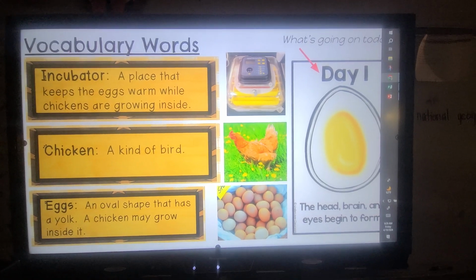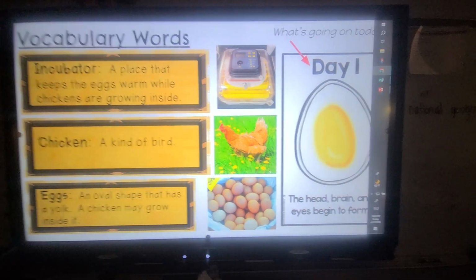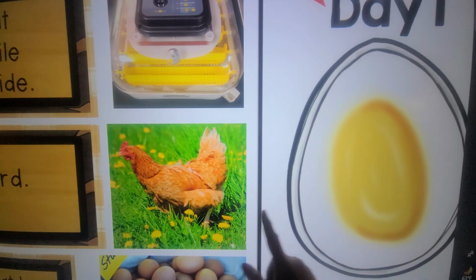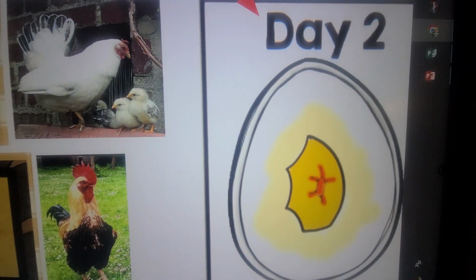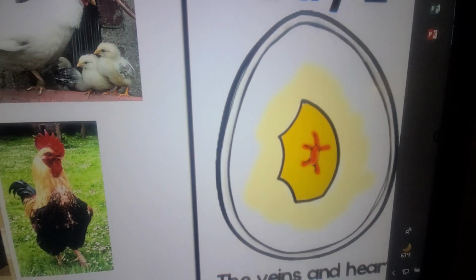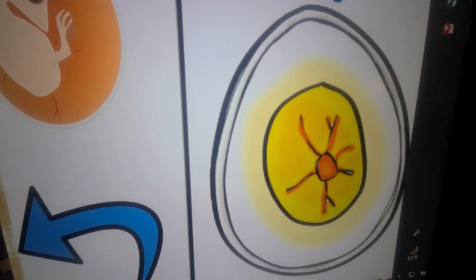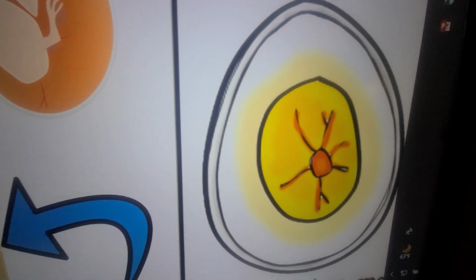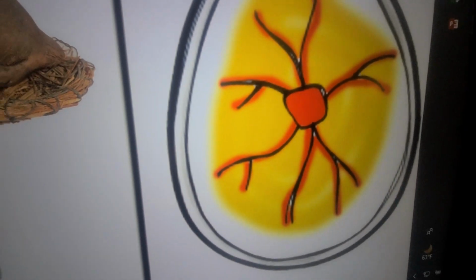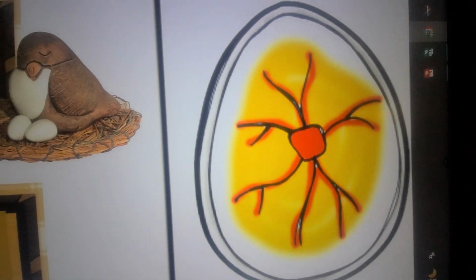On day 1, we wrote about incubator chicken and eggs. This is what the development looked like on day 1. This is for day 2. Your vocabulary words were hen, rooster, and observe. For day 3, your vocabulary words were embryo and rotate. And then yesterday, we had nest and life cycle.